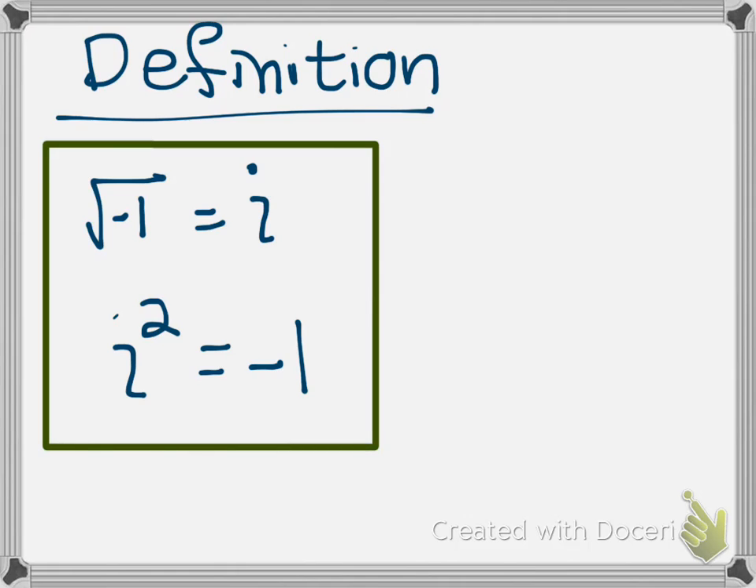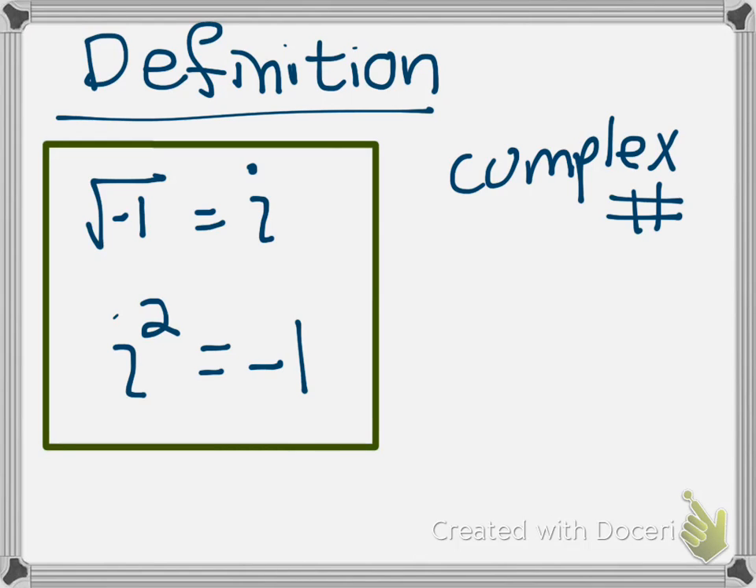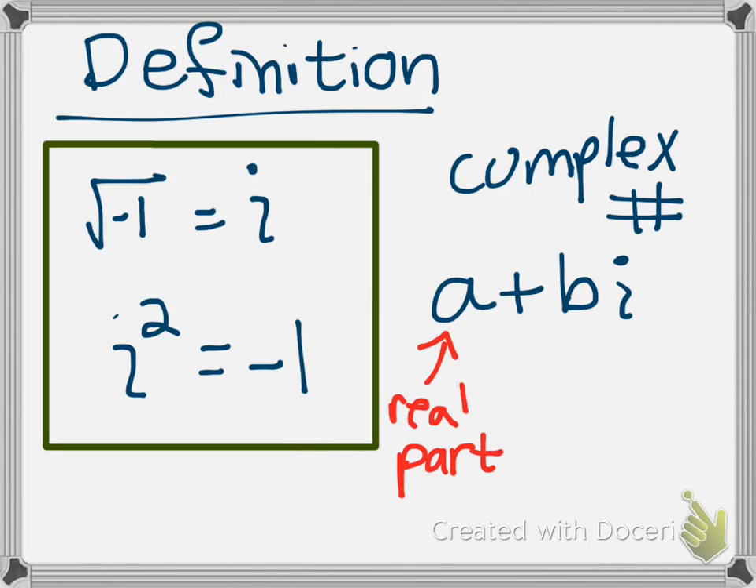The other thing we want to talk about is what a complex number is. A complex number is something that's written like a plus bi. Now there are two different parts. a does not have the i attached to it, so that's called the real part. b does have the i attached to it, and remember i is the square root of -1, so that's what's called the imaginary part. So there's a real part and an imaginary part.